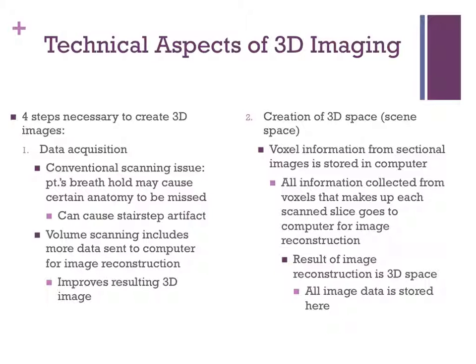Creation of 3D space or scene space is another step necessary to create a 3D image. The voxel information from the sectional images is stored in the computer, and all the information collected from the voxels that make up each scan slice goes to the computer for image reconstruction. The result of image reconstruction is 3D space, and all the image data is stored here.